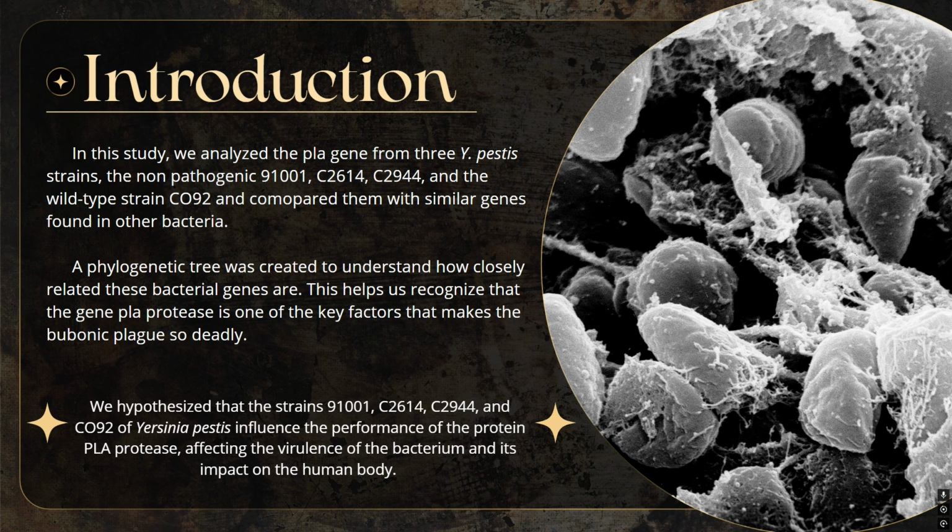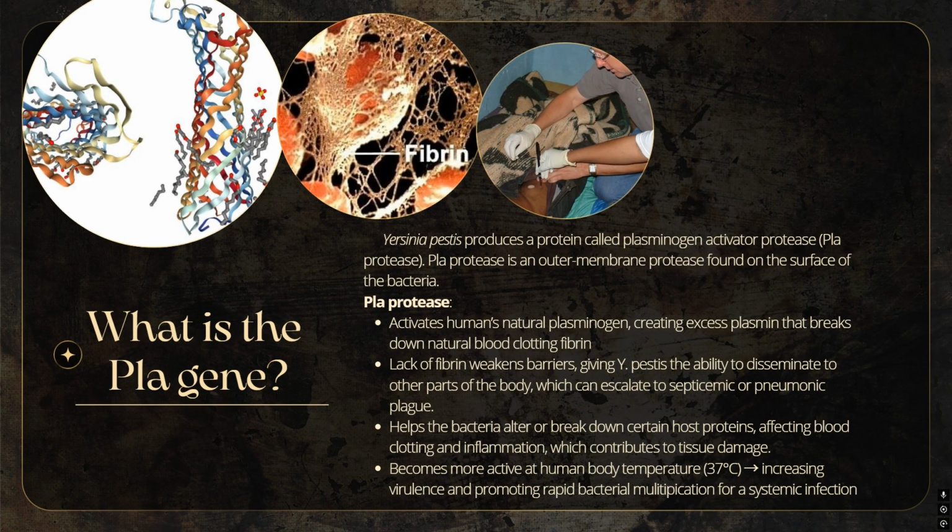Yersinia pestis produces a protein called PLA protease, which is found on the outer membrane of the bacterium. Its job is to manipulate the human host's blood clotting system. PLA protease does a few things. It activates plasminogen, turning it into plasmin, which breaks down fibrin, the protein involved in forming blood clots. Without fibrin, the body's barriers weaken, making it easier for the bacteria to spread into the bloodstream and lungs.